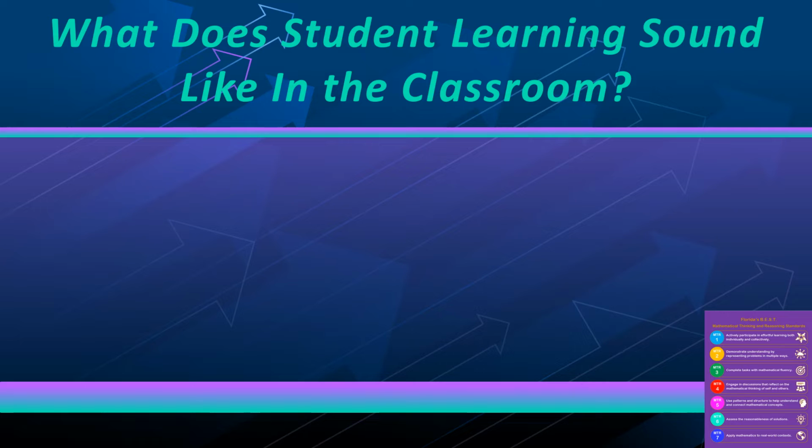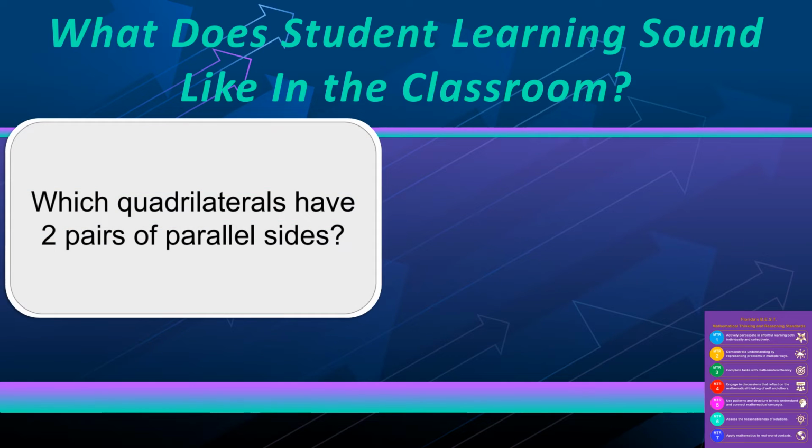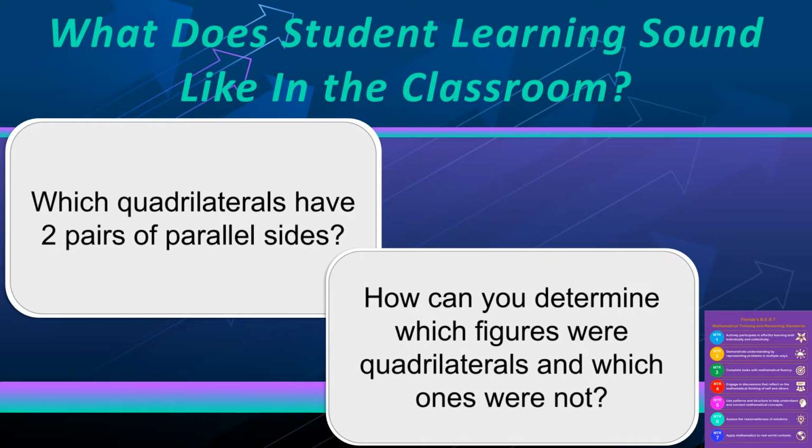Here are some examples of student discussion in the classroom. Which quadrilaterals have 2 pairs of parallel sides? Students can define this or explain by saying that any shape that is in the parallelogram category would be a quadrilateral with 2 pairs of parallel sides. Examples could be squares, rectangles, rhombuses, etc. How can you determine which figures are quadrilaterals and which ones are not? If a student is able to describe attributes that define a quadrilateral, for example, a polygon with 4 sides, a polygon with 4 vertices or angles, this shows understanding and knowledge of defining attributes for quadrilaterals.